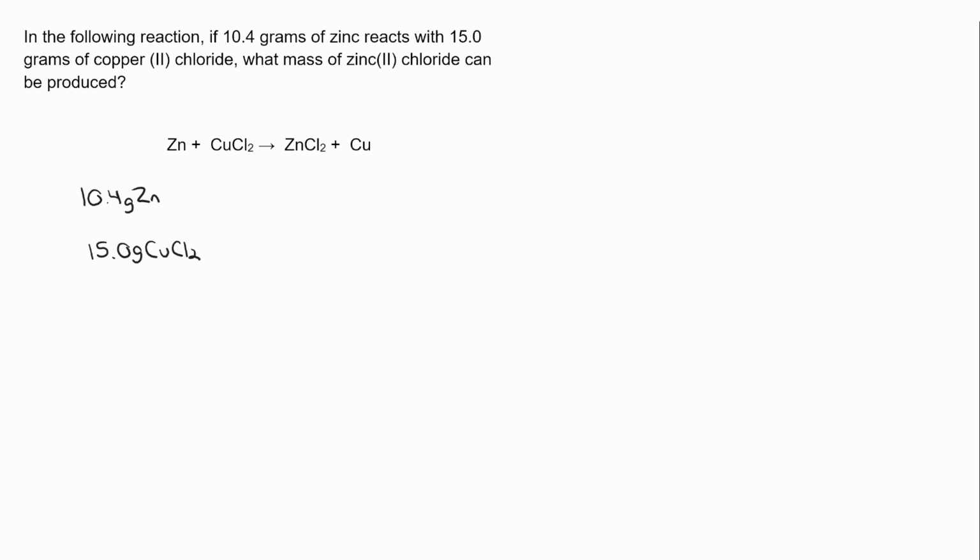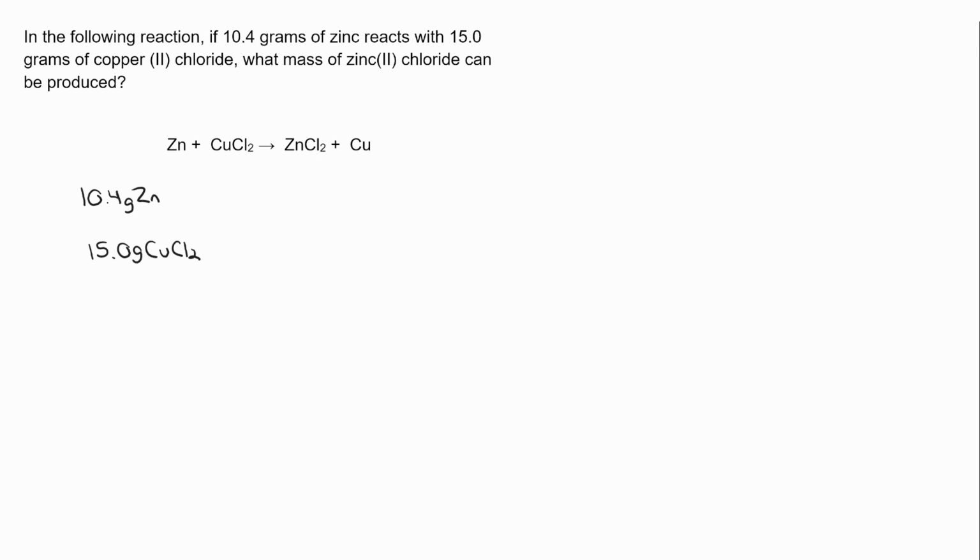So if we count zincs, we have 1 zinc on both sides, so zincs are good. If we look at copper, we have 1 copper on the left side and 1 on the right side, so we're good there. If we look at chlorine, we have 2 chlorines on the left side and 2 on the right side, so we're good there. So we know our reaction is fully balanced.